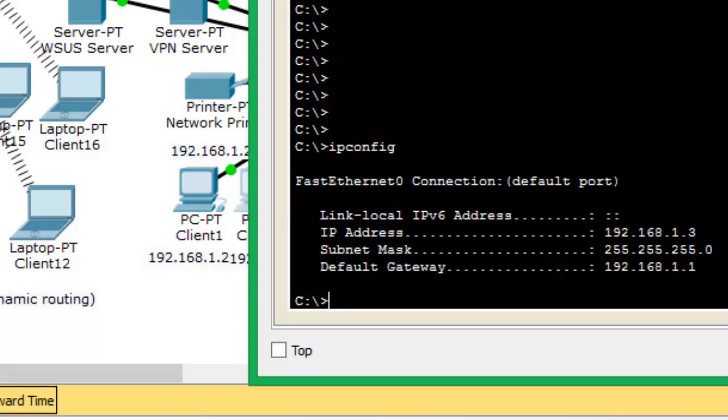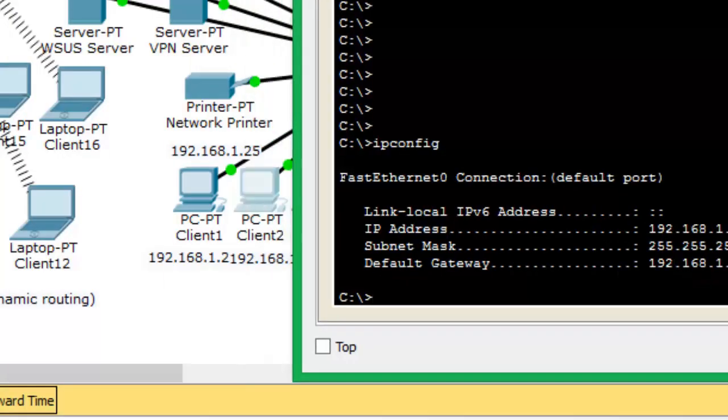192.168.1.3, and it's also found under the same default gateway and the same subnet mask. So they are in the same network. Therefore, they should be able to reach or communicate with each other. And how do you know that they can communicate with each other? By using the ping command. So now we're going to use the ping command. Since we have two computers on the same network, using the same default gateway on this kind of virtual system, let's try to see if client 2 can reach client 1.